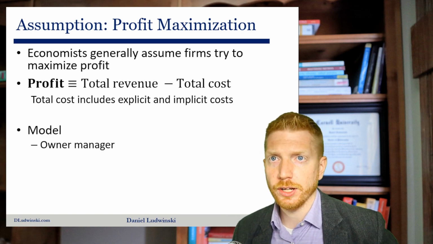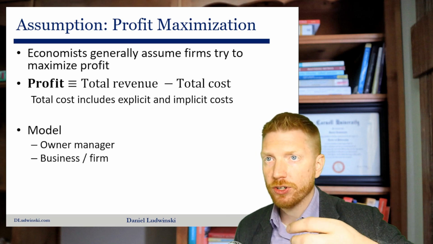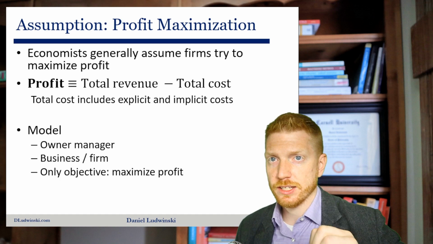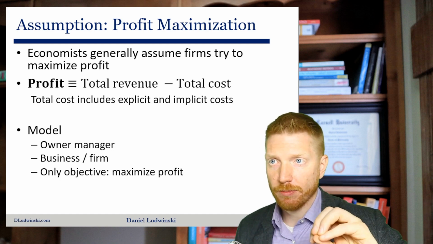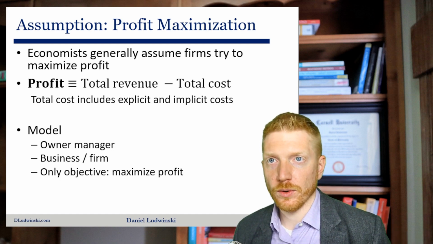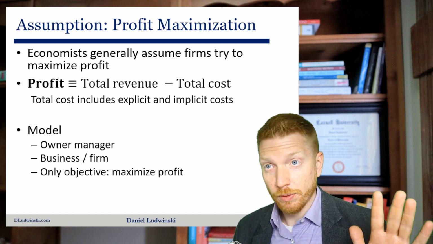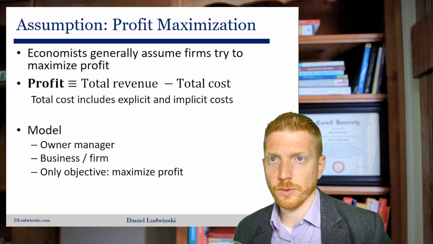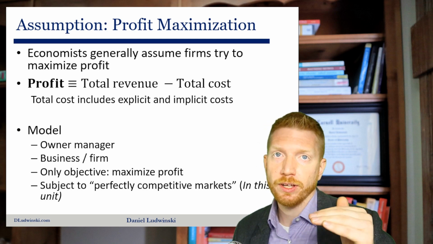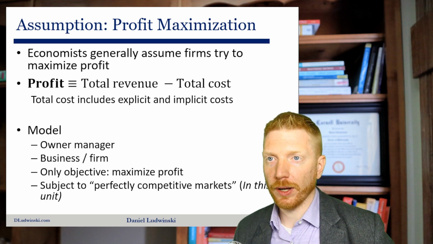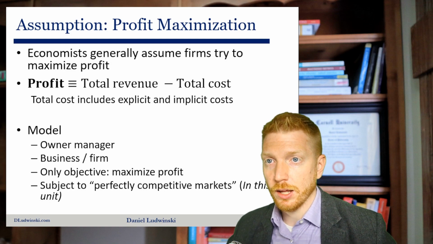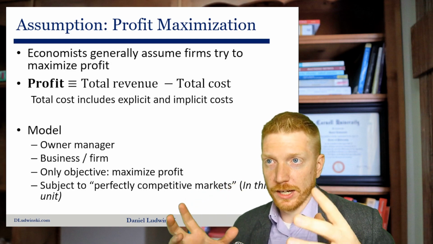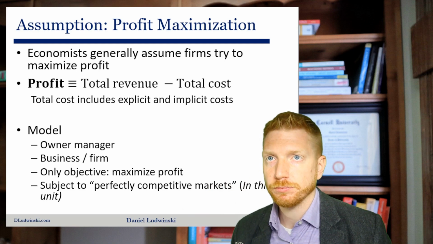And our model is going to include an owner and a manager, the business firm making those decisions, and the objective of the firm is to maximize the profit, right? That's the only objective. Now, they are going to do this with constraints, and in this unit, the constraint that we're going to deal with is perfectly competitive markets, and we'll talk about exactly how that is defined, but I want you to think about that as the constraint that they are maximizing their profits under.